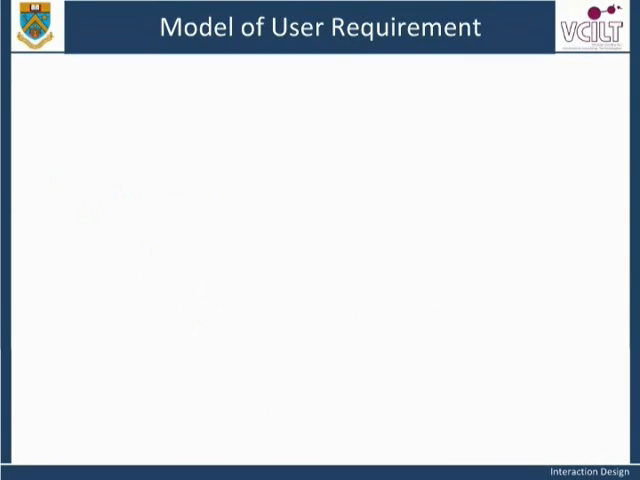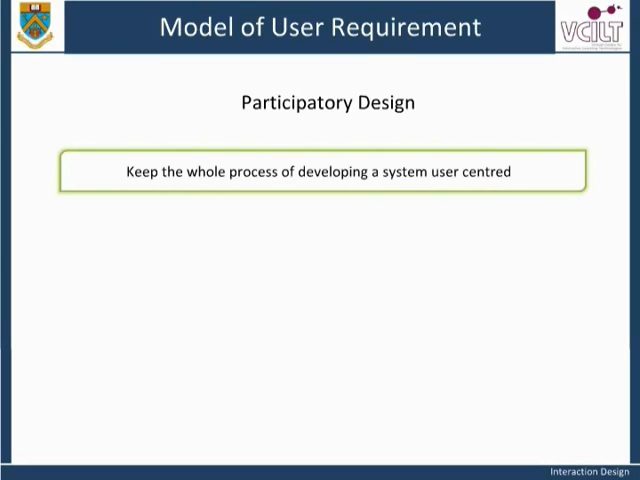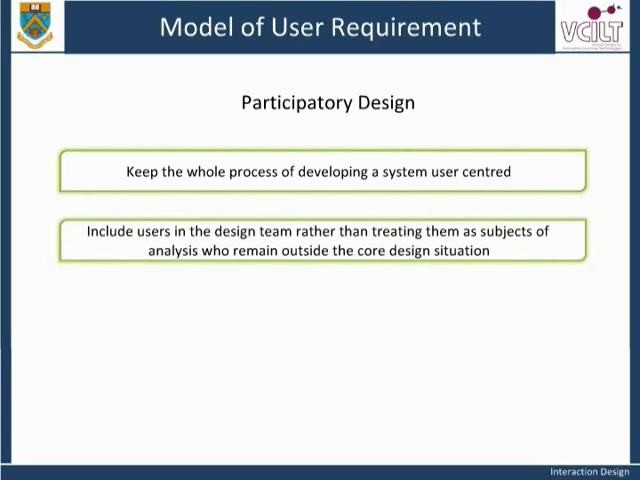The two approaches we have looked at so far develop user-centered models which are typically used in the early stage of system development. In contrast, participatory design aims to keep the whole process of developing a system user-centered. This is achieved by including users in the design team, rather than treating them as subjects of analysis who remain outside the core design situation.